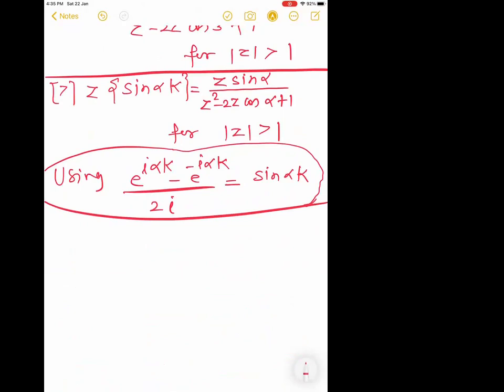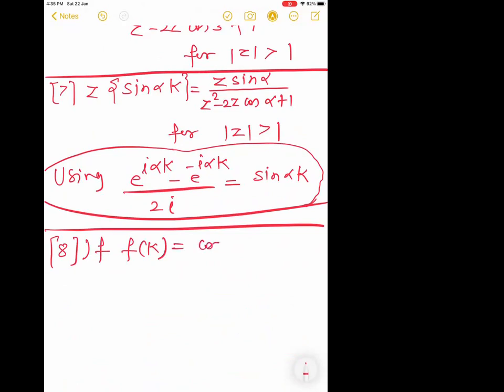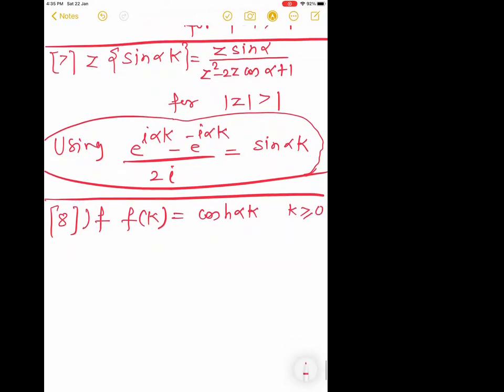With the hyperbolic functions, there are two forms, sine hyperbolic and cosine hyperbolic. Again, with a similar form, it is calculated and we get the answer for this F(z). So that also you can directly put in the result. Eighth result as such: if f of k is equal to cos hyperbolic alpha k, for k greater than or equal to 0, that is a causal sequence.